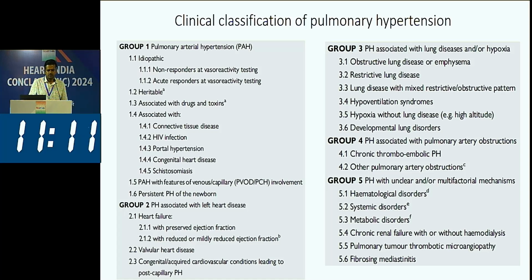Today mostly we need to differentiate group 1 from the other groups, because the treatment of group 1 is entirely different compared to the other groups. Whereas in groups 2 to 5, the treatment depends upon the etiology. In group 1, the treatment is entirely different, and that is why it is very important to differentiate this one group from the other groups.